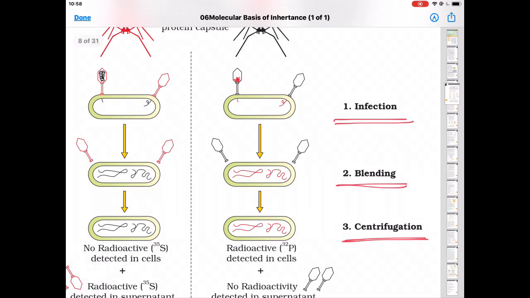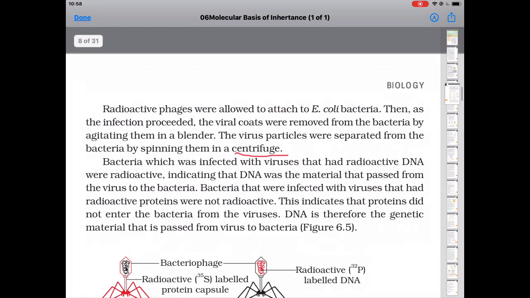Bacteria which were infected with viruses that had radioactive DNA were radioactive, indicating that DNA was the material that passed from the virus to the bacteria, because the virus transfers its genetic material into the bacteria, so the radioactive phosphorus present in the bacteriophage will go into the bacteria.